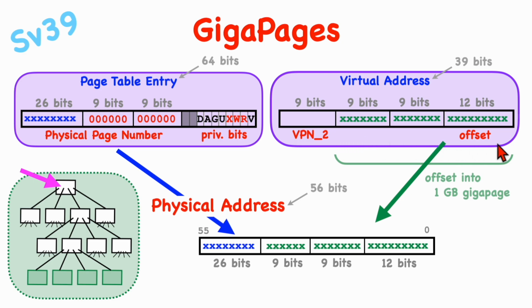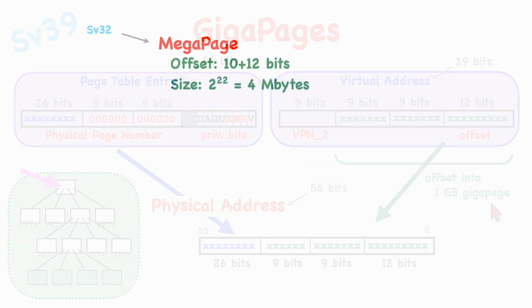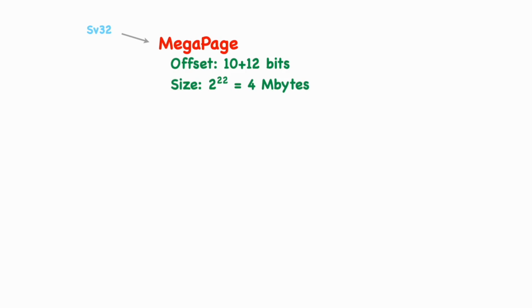And this offset, as I said, is now 30 bits. 2 to the 30th power is 1 giga, or about 1 billion. So the size of a Giga Page is 1 gigabyte. Let's summarize. With Sv32, we had only megapages. Their size was 4 megabytes, which means that the offset into these megapages was 22 bits.